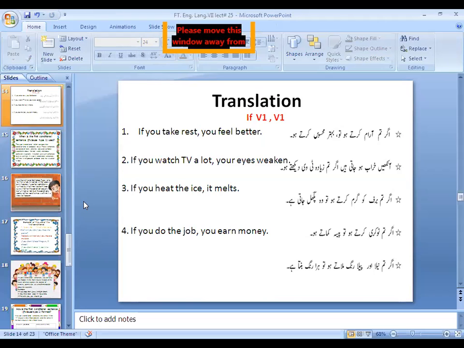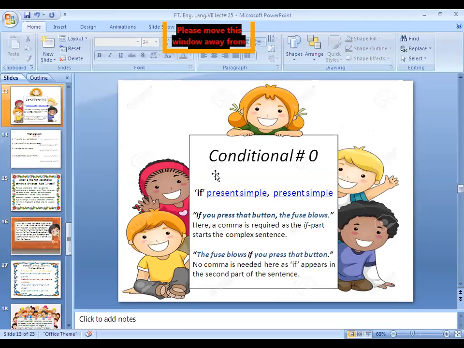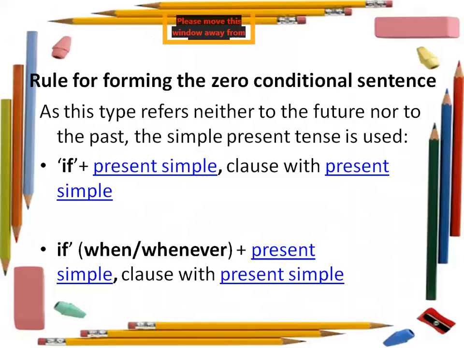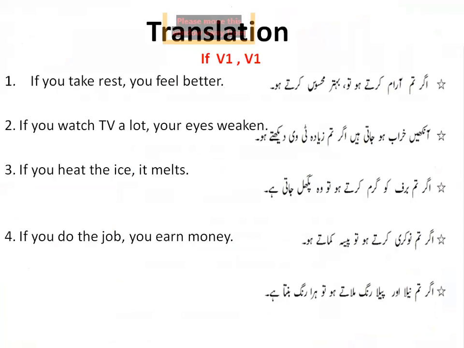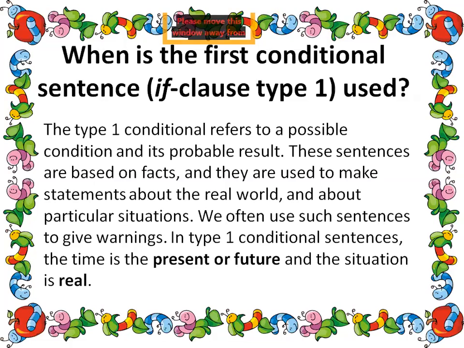What are the key points of this one? We use zero conditional whenever we are having some types of sentences that are based on realities, जो realities पर based करती हैं. ठीक है, these are the zero conditional sentences and they are formed like this: if plus V1 and comma V1.